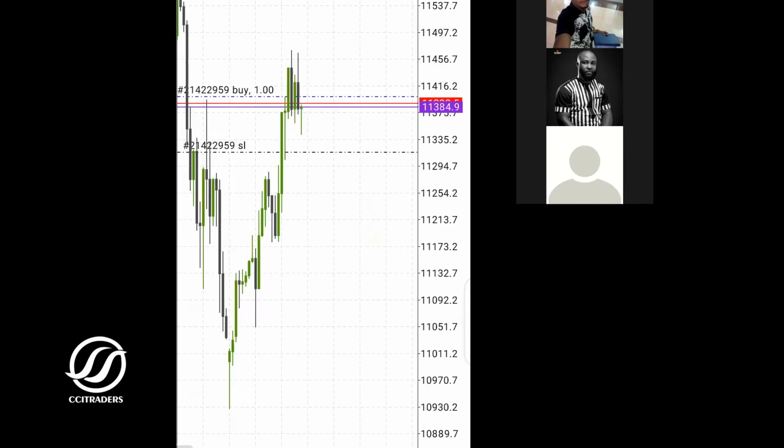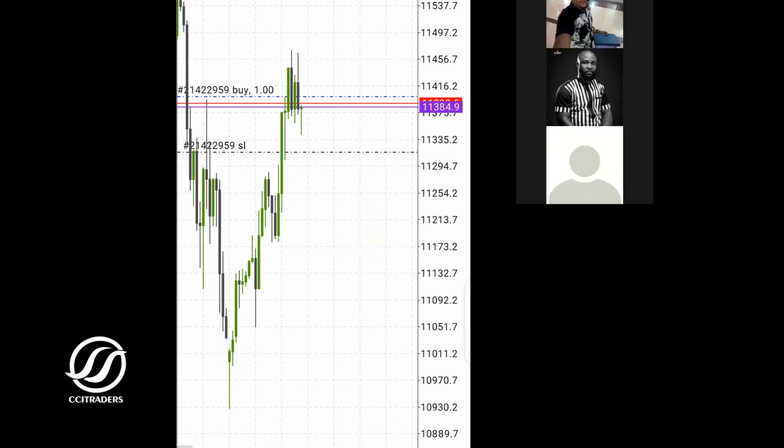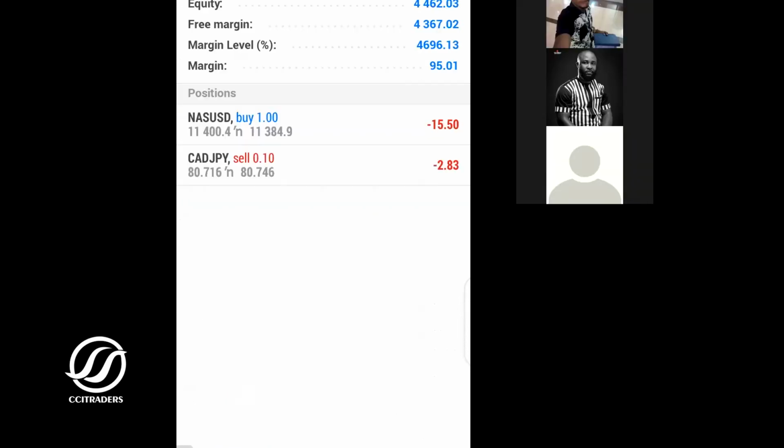Now you can take partial profit, you can also take partial loss. Let's say, for instance, you took a trade and you made a mistake with the lot size, and you don't want to close that trade completely, but you would like to reduce the lot size. You can also take partial loss on your lot size.